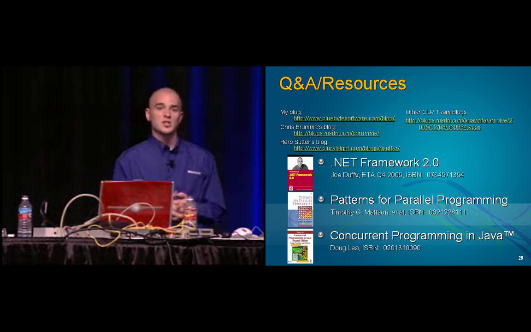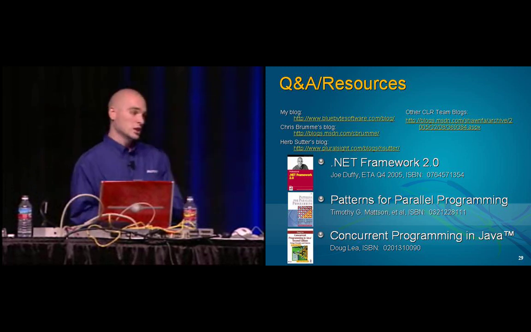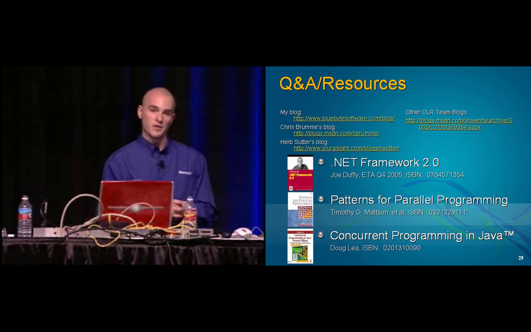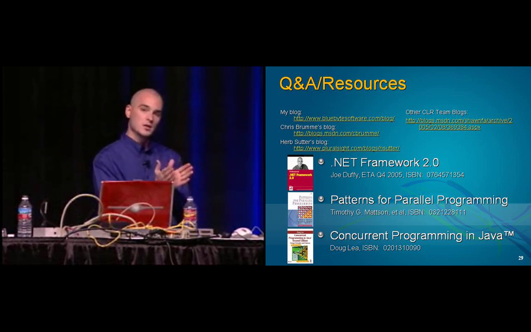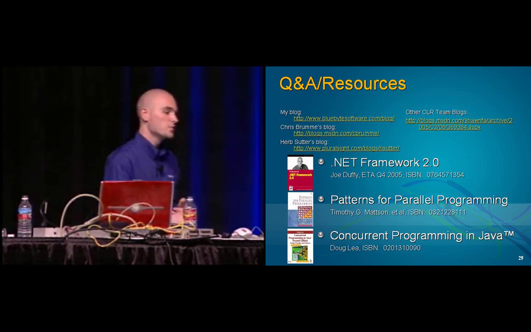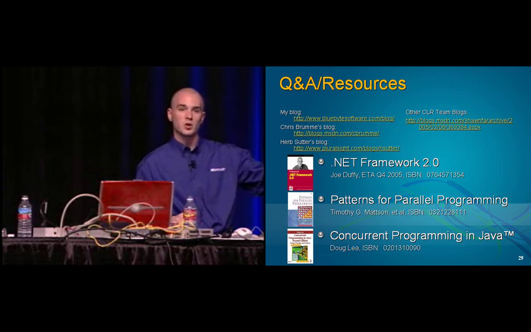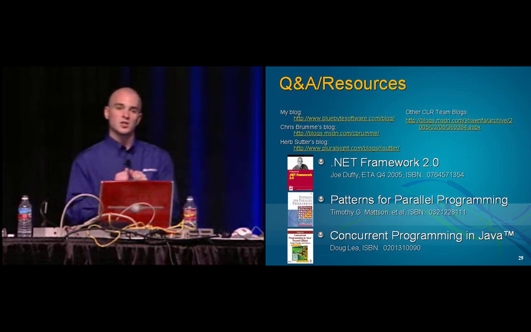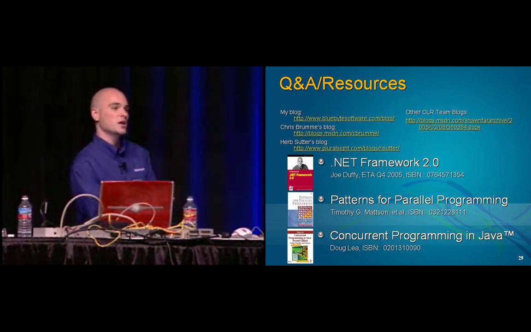My book is actually coming out early next year, January or February. I talk about concurrency a bit. The topics I discuss are more broad, though. CLR, new things in the .NET Framework 2.0. This Patterns for Parallel Programming book is excellent. It has some really sort of cookbook patterns that enable you to, first of all, figure out where that hidden concurrency might be in your application and how to take advantage of it.